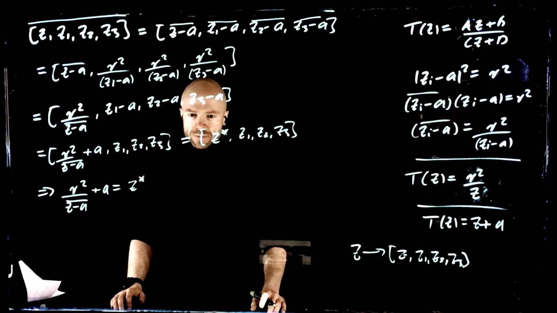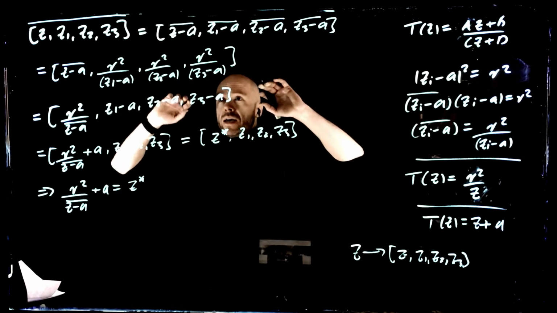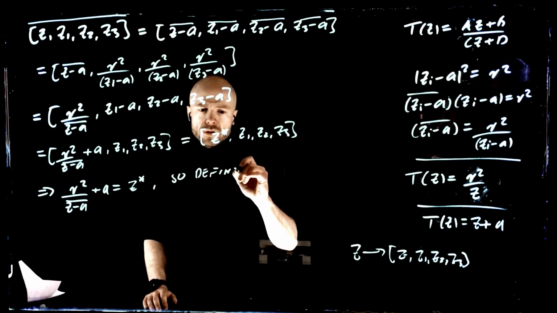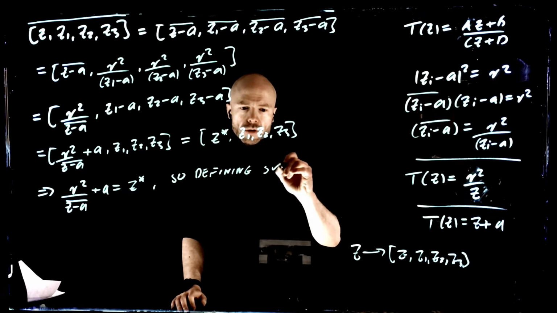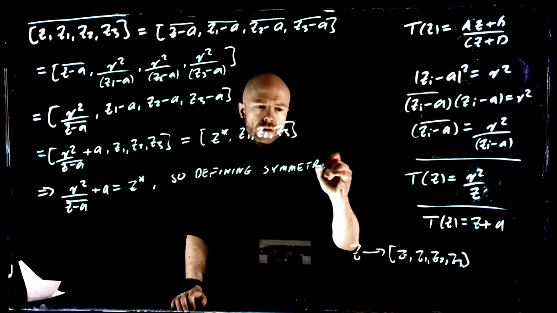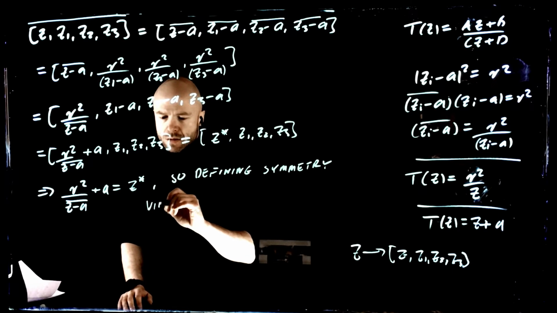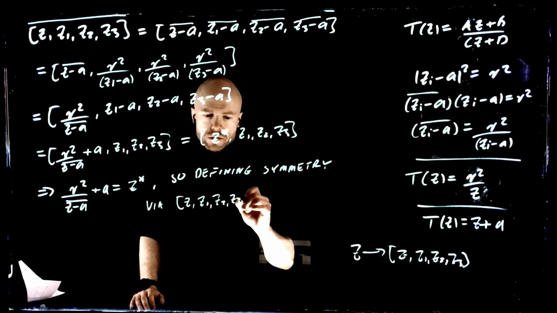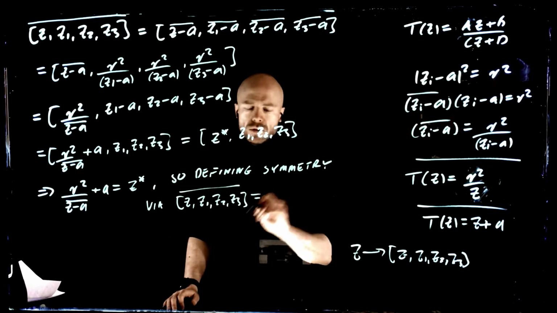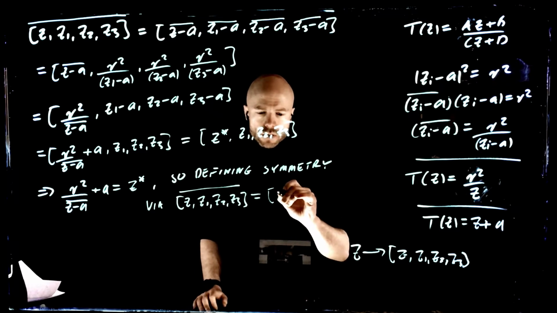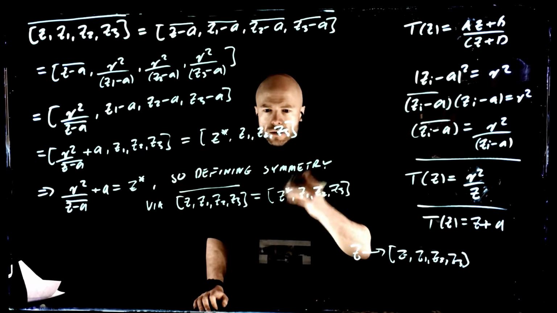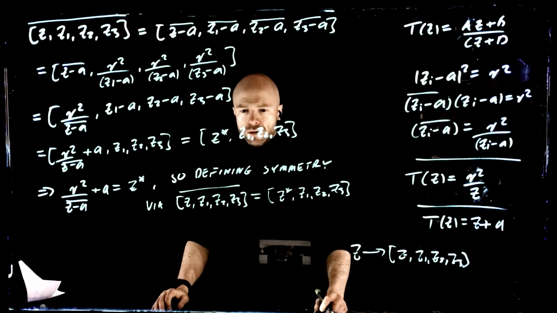So defining symmetry via the claim that the cross ratio of z1, z2, z3 and the complex conjugate is equal to this is indeed giving us exactly the notion of symmetry we expect. Huh? Okay, cool.